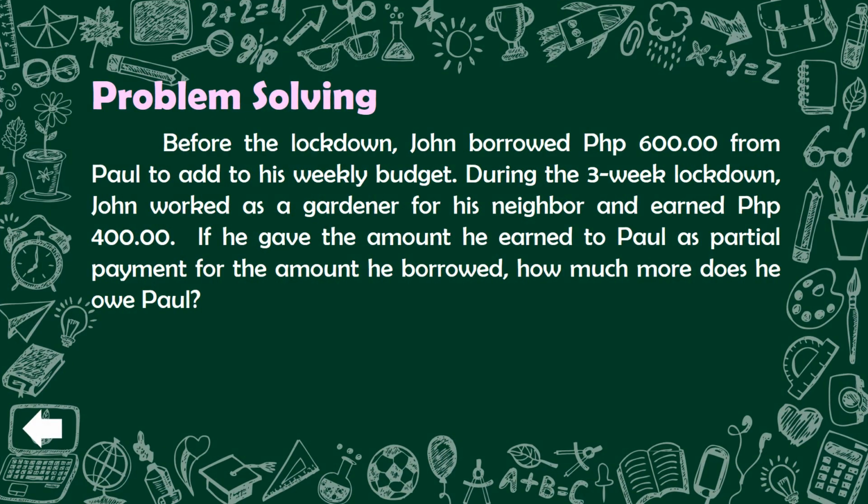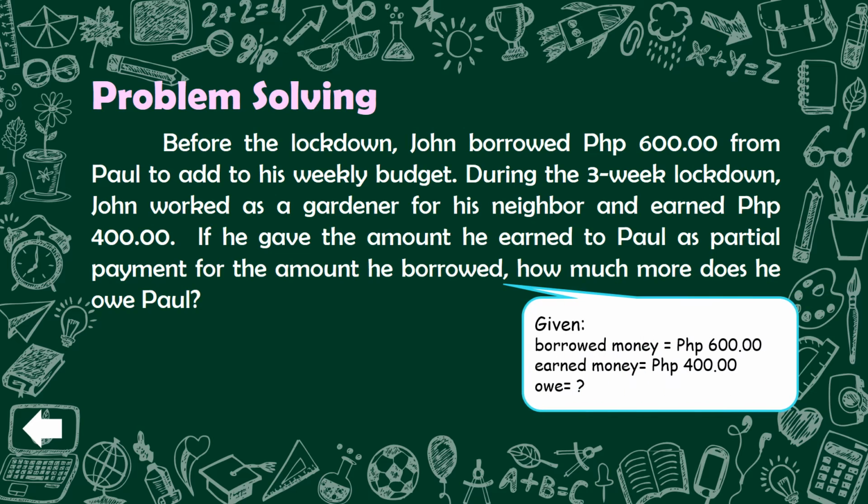Now let's try solving this problem. Before the lockdown, John borrowed 600 pesos from Paul to add to his weekly budget. During the 3-week lockdown, John worked as a gardener for his neighbor and earned 400 pesos. If he gave the amount he earned to Paul as partial payment for the amount he borrowed, how much more does he owe Paul? Let's identify the given. So his borrowed money is amounting to 600 pesos and his earned money is 400 pesos. Now, we will solve for how much more he owes Paul.